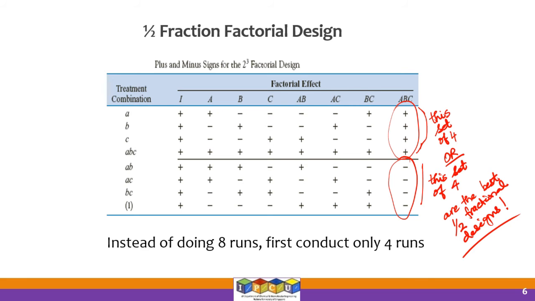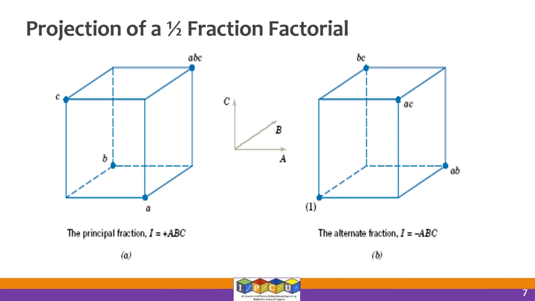And as stated on the slide, if you have to do only 4 experiments, you cannot do this full factorial design. The claim is that this set of 4 experiments where ABC is equal to plus 1, or this set of 4 experiments where ABC is equal to minus 1, are the best half fractional factorial designs. That's the claim. Hopefully by the end of this video segment, we will understand why that is the case.